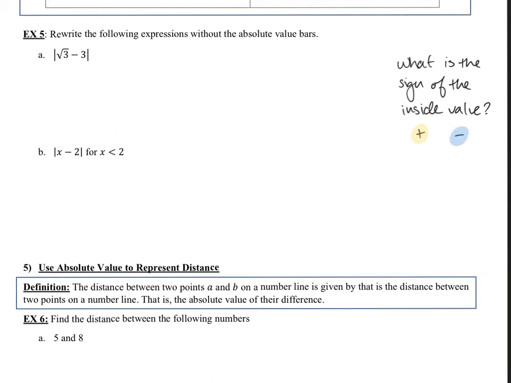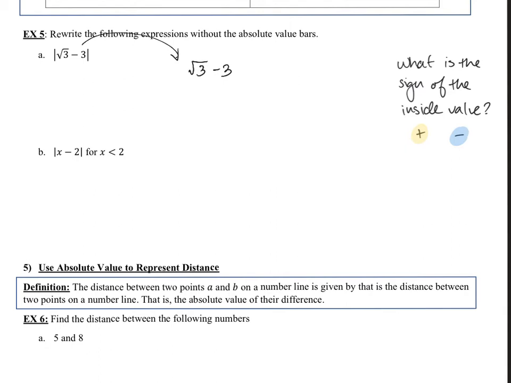What is the sign of the inside value? Well, the first one. Let's take a look at this child's attitude: square root of 3 minus 3. Oh goodness, I don't know what the square root of 3 is. So this is a little kink in our plan here. I don't know what the sign of this is, because I don't know what the square root of 3 is. So we're going to do some little maneuvering here.